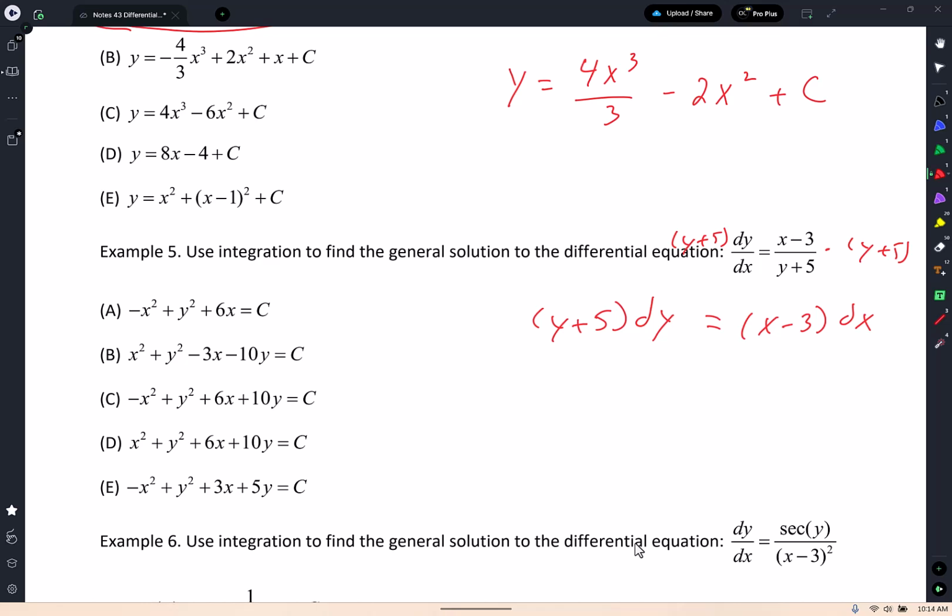Are we still okay? All right, next. What's my next move? Well, I want to get rid of that dy and dx. Integrate. So now you're going to have y squared over 2 plus 5y equals... where's the c? I'm going to put the c with the x, guys. X squared over 2 minus 3x plus c. So get it to here.